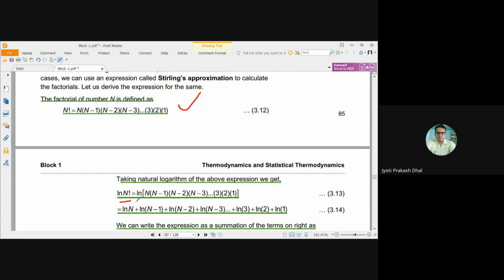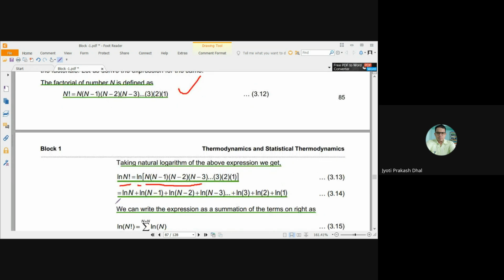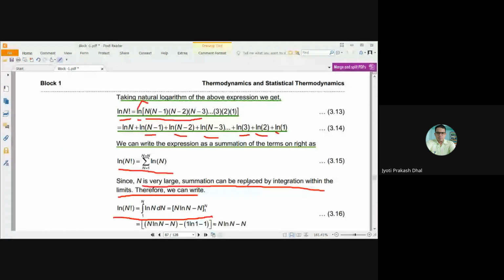ln n factorial equals ln of n into n minus 1 into n minus 2 into n minus 3 up to 3 into 2 into 1, because we are taking the logarithm on both sides. Here we are solving the RHS, which equals ln n plus ln n minus 1 plus ln n minus 2 plus ln n minus 3 plus and so on, ln 3 plus ln 2 plus ln 1. We can write the expression as a summation: ln n factorial equals the summation of ln n, where n goes from 1 to n.